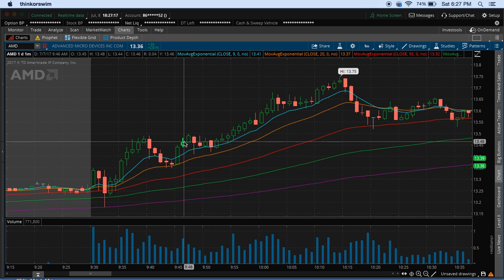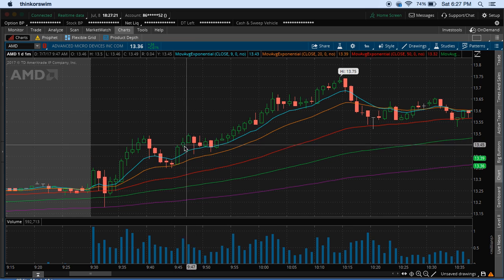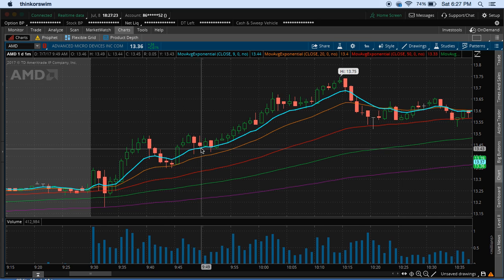And now we ride up. Now we break above the 9 moving average. Now the 9 moving average will be treated as support. The 9 moving average isn't always the strongest support, but it is always good to have on your chart. And as you can see, what happens?